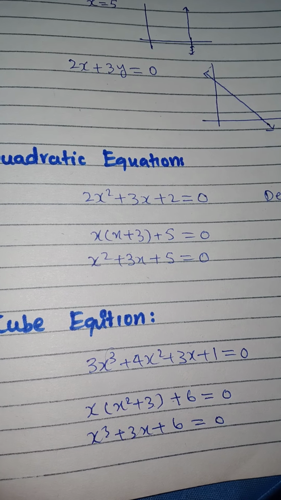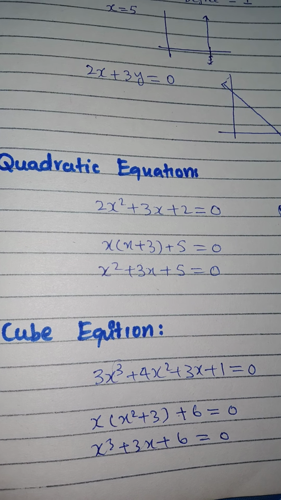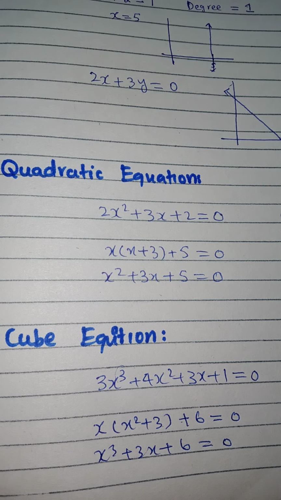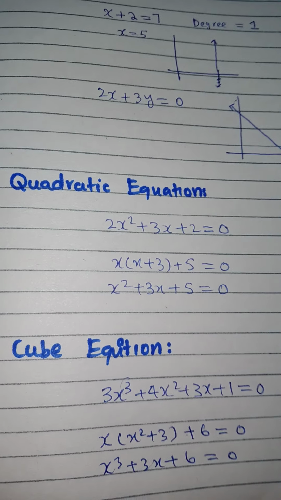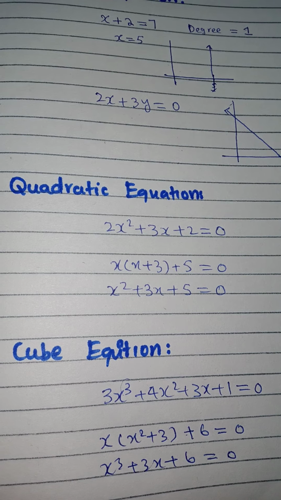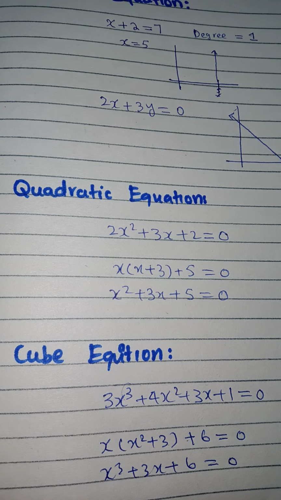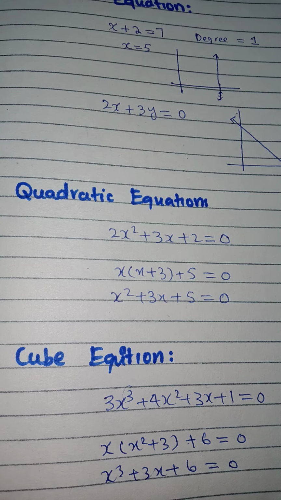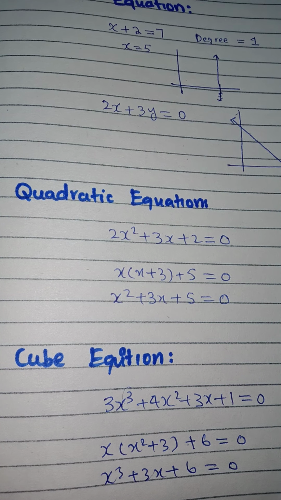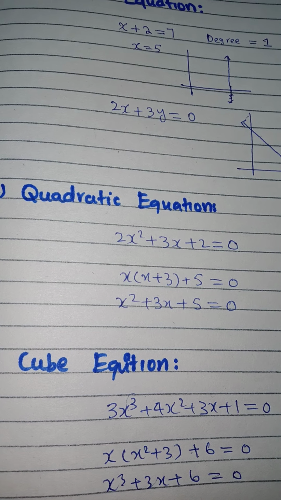In a similar way, if the degree of the equation is 4, then we can say that it is a fourth order equation, and it goes up to the nth order of equation according to their degree. For example, if the degree of the equation is n, we can say that the equation is of nth order. It's enough for today.